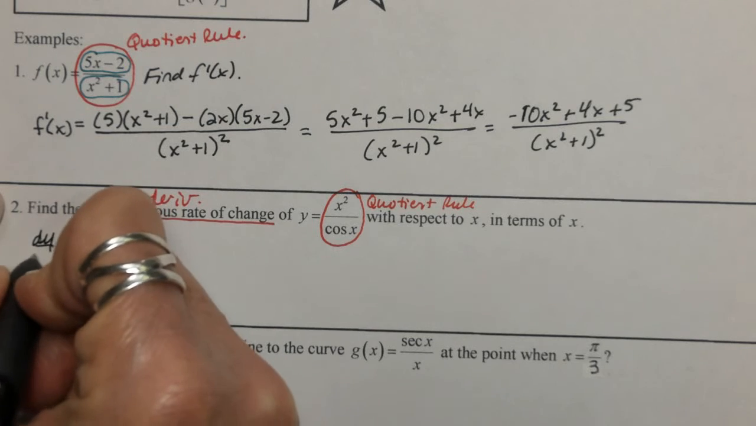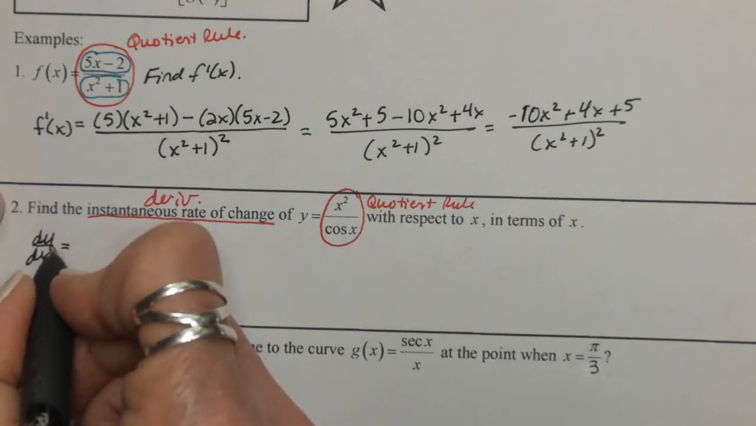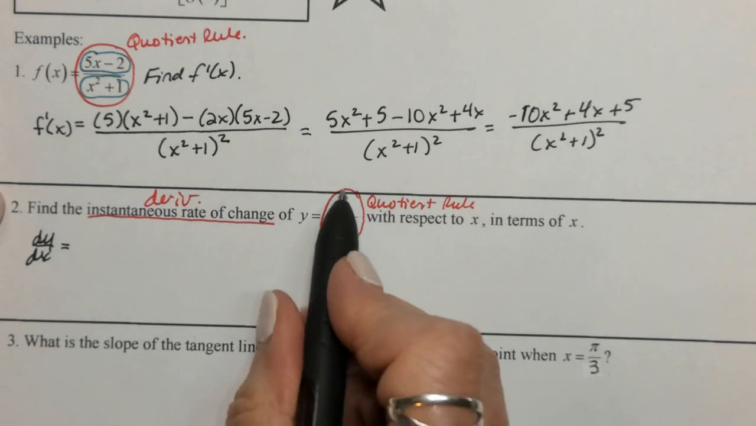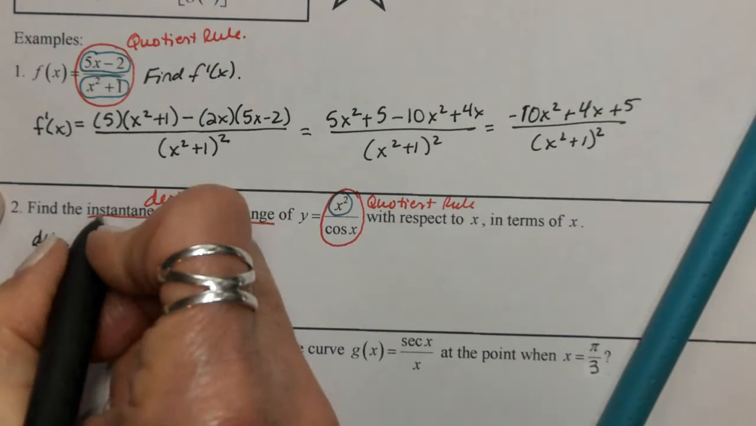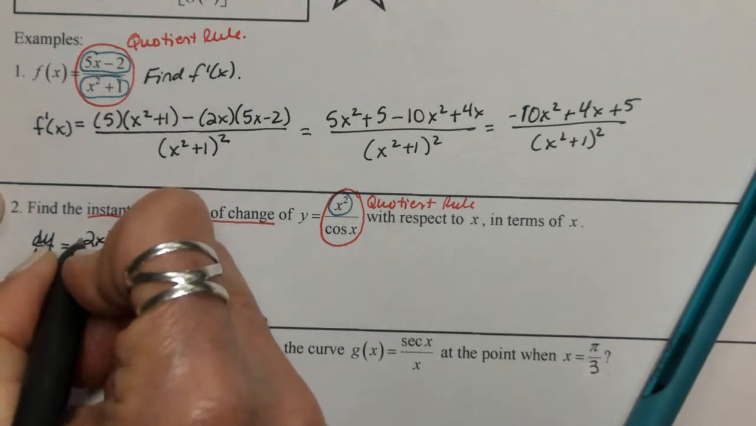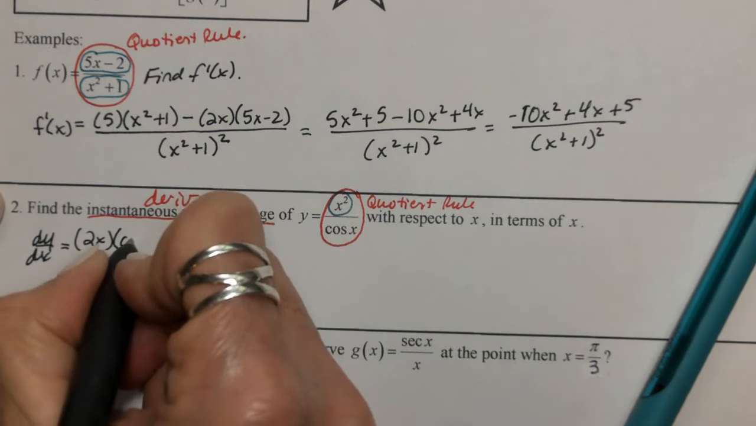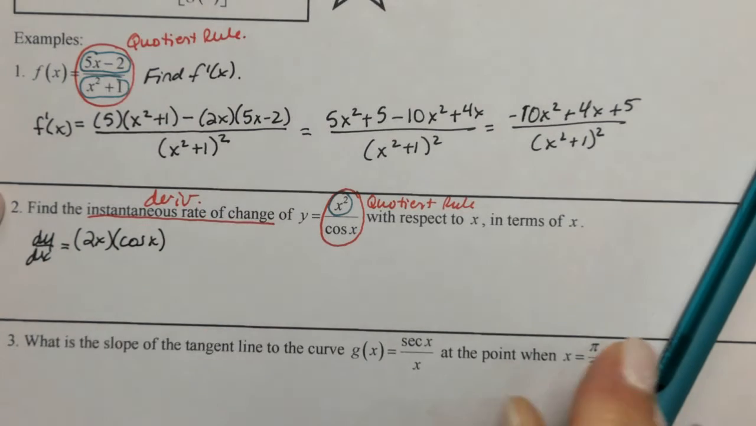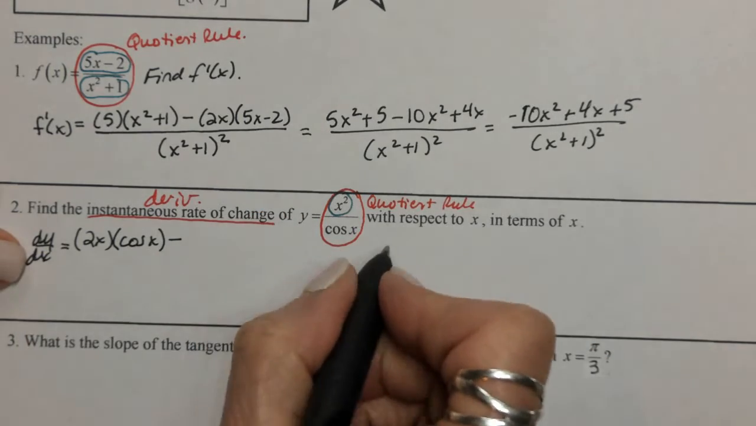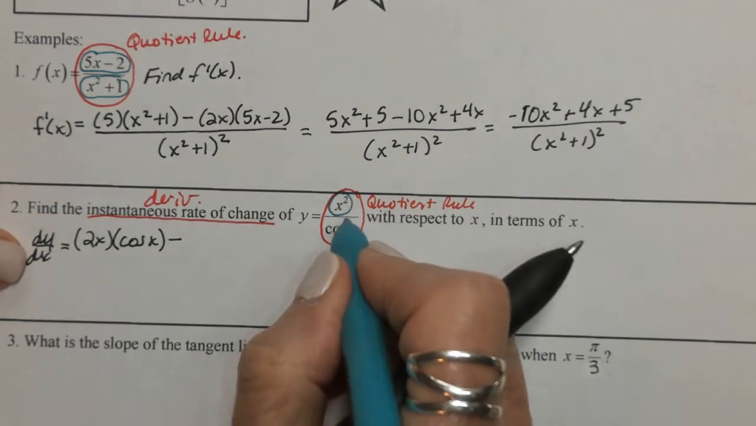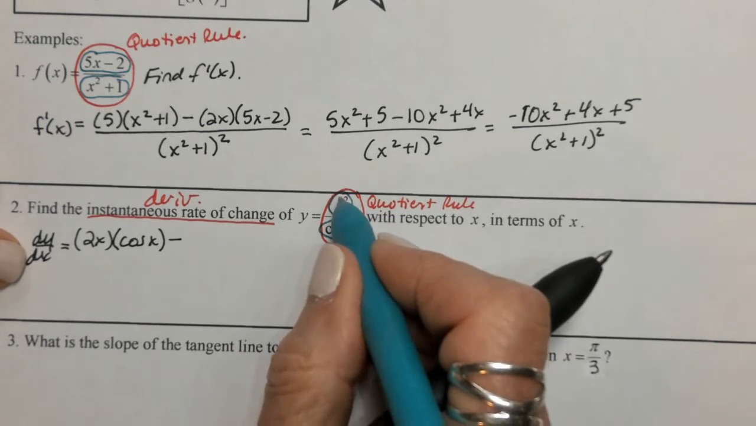dy/dx, the instantaneous rate of change, the derivative, is equal to, okay, I start on top and take the derivative. Start on top, take the derivative, 2x. Multiply by the bottom left alone, minus. Now I take the derivative of the bottom multiplied by the top left alone.